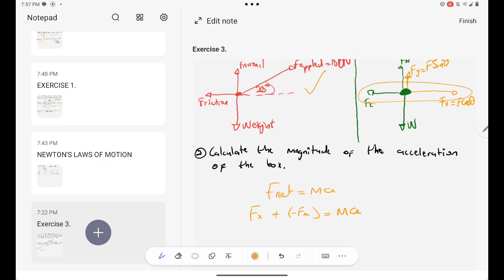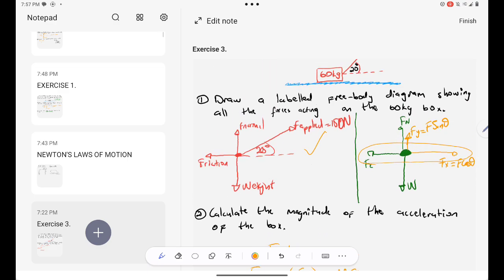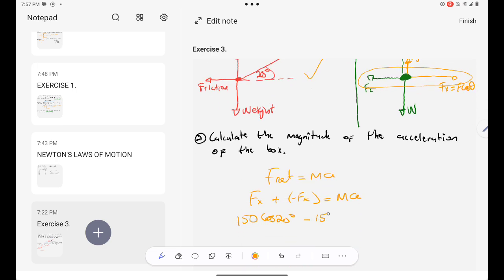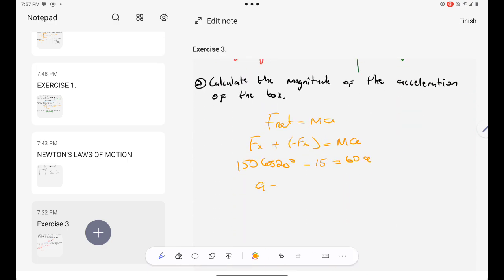With Fx, remember that, guys, we just take the magnitude of the force multiplied by cos theta. We'll just take 150 cos of 20 degrees minus frictional force. We're told that it's 15 newtons. This is equal to 60 A. Are you together? So A is just 150 cos 20 minus 15 all divided by 60. This will give me 2.099, which can be written as 2.10 meters per second squared towards the right. That's how you find the acceleration, guys.